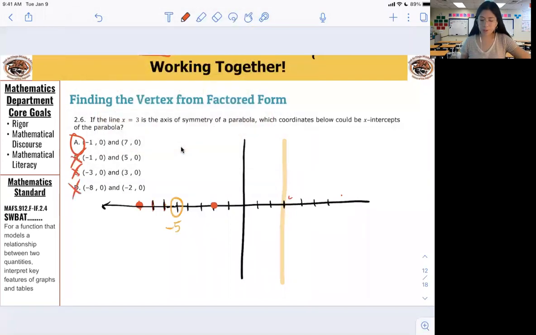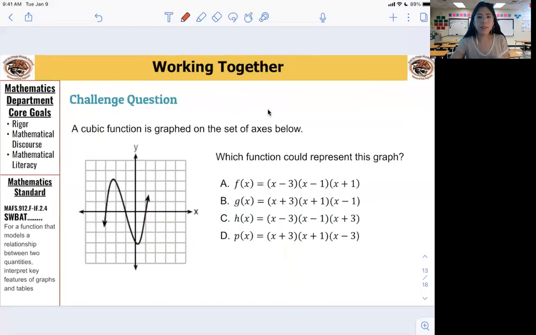So with all of these, we're just trying to figure out what's in between, because we know that the two x-intercepts have to be the same distance away from the axis of symmetry, from the vertex. Questions on that? Okay, cool. Here's another. Try it on your own. 30 seconds. Try to do it quick.